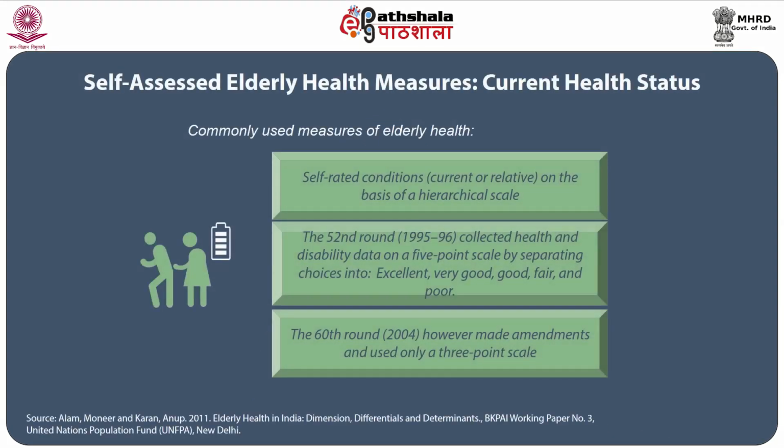When we talk about self-assessed elderly health measures, it is important that there are commonly used measures of elderly health, like self-rated conditions, current or relative, on the basis of a hierarchical scale including categories like excellent, very good, good, fair and poor. Similarly, the 52nd round conducted in 1995-96 collected health and disability data on a 5-point scale by separating choices like excellent, very good, good, fair and poor. In the case of the 60th round of NSS conducted in 2004, however, they made several amendments and used only a 3-point scale. These are some of the important aspects we need to know about how health status has been measured by the various survey sources.